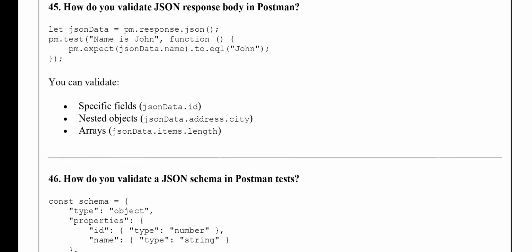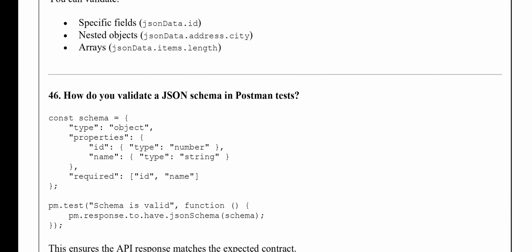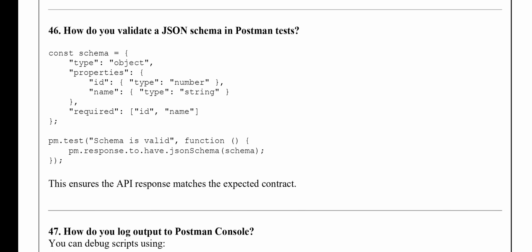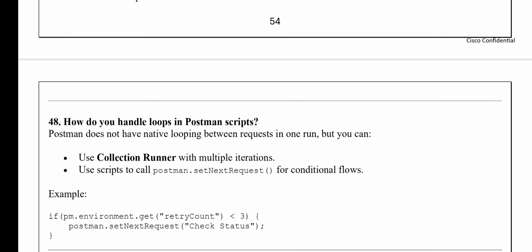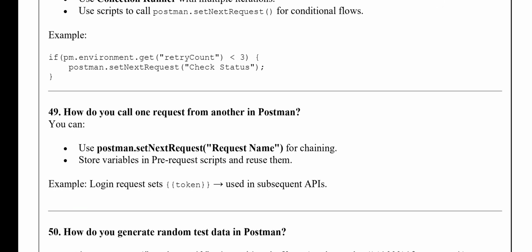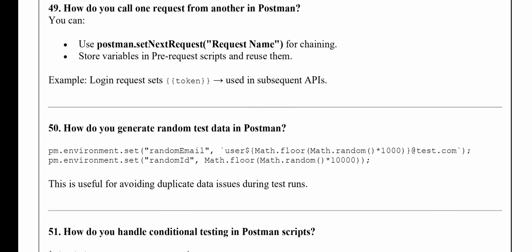How do you validate JSON response body in Postman? How do you validate a JSON schema in Postman tests? How do you log output to Postman console? How do you handle loops in Postman scripts? How do you call one request from another in Postman?